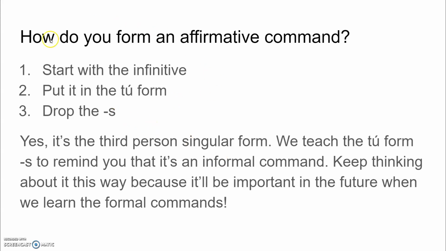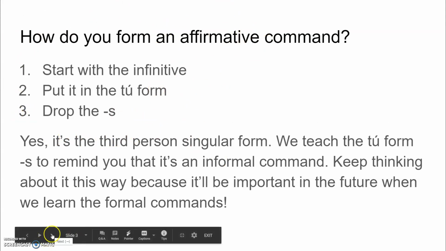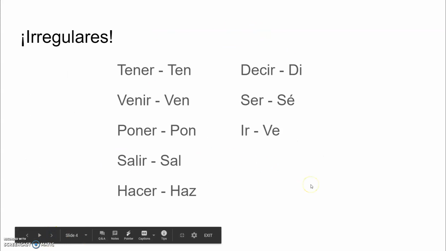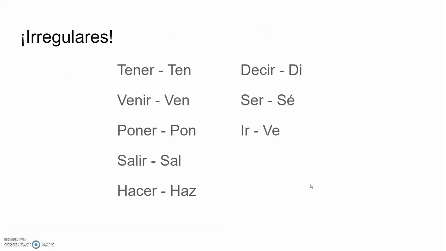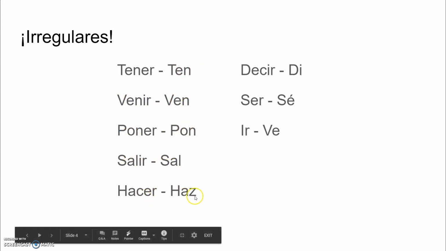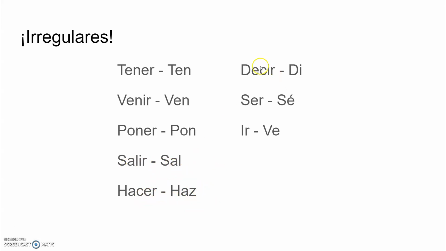Okay, so these are our regulars. These are the 3 steps we need for our regular affirmative commands. If we move on to the next slide, here are our irregulares. Remember, if you have the verb tener, it goes to ten, venir goes to ven, poner goes to pon, salir goes to sal, hacer goes to haz with a Z, decir goes to di, ser goes to sé with an accent here, and ir goes to ve.